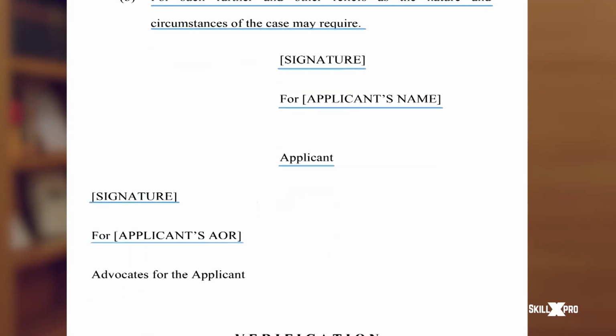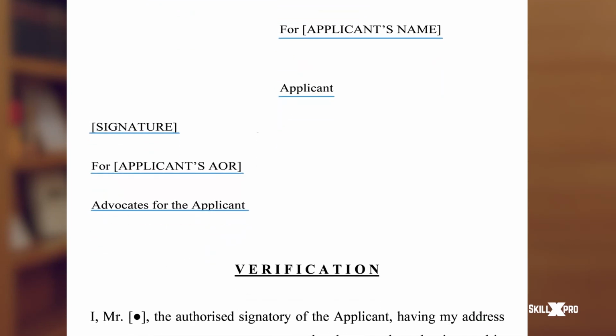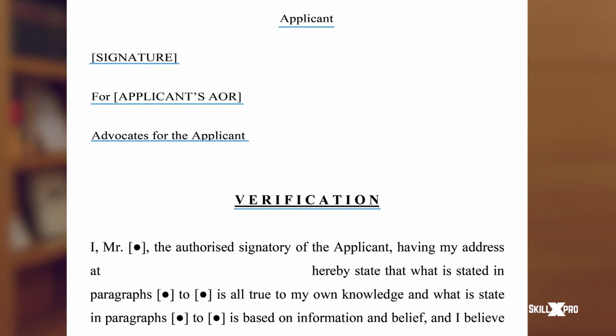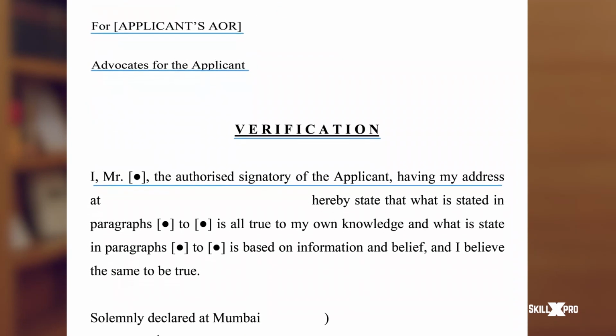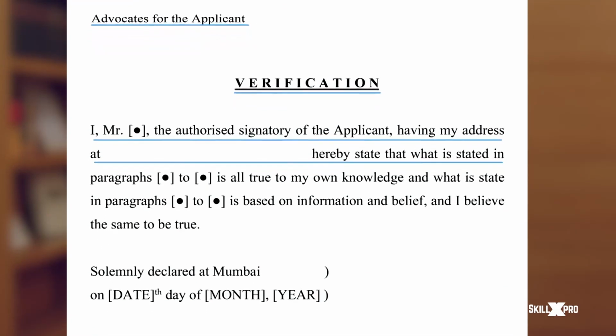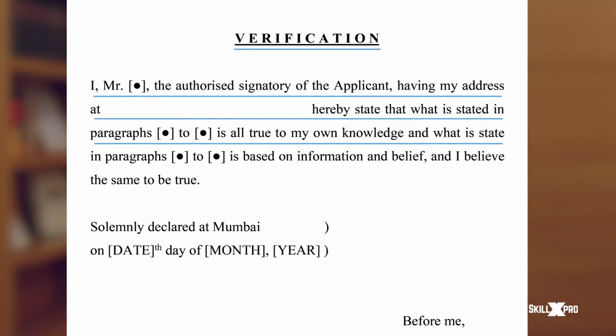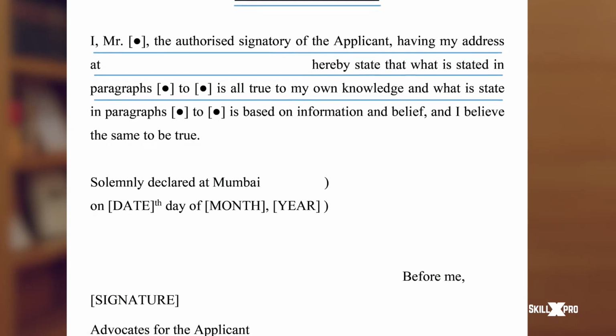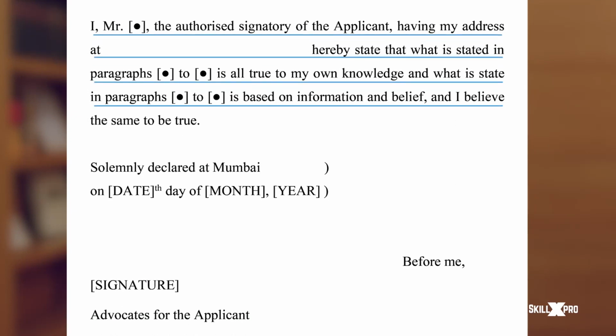It also has to be signed by the advocates for the applicant. And then comes the standard verification clause, which reads: I, so and so, the authorized signatory of the applicant, having my address at so and so, hereby state that whatever is stated in paragraphs so and so to so and so is true to my own knowledge. Those are the factual details. And what is stated in paragraphs dash to dash is based on information and belief, and I believe the same to be true, solemnly declared at Mumbai. The date of execution, again to be signed by the applicant's advocates and then signed by the authorized signatory of the applicant. So this is how a Section 11 application normally looks.